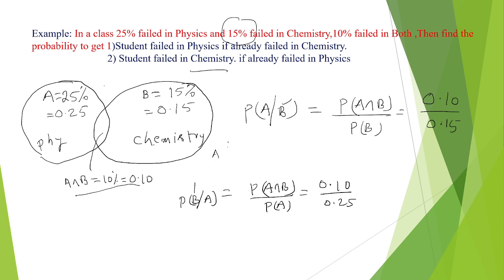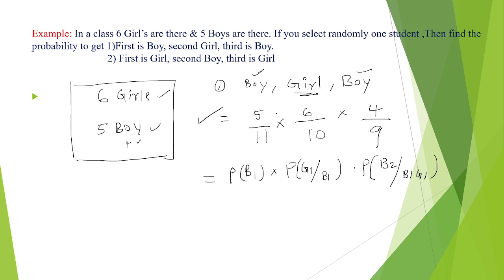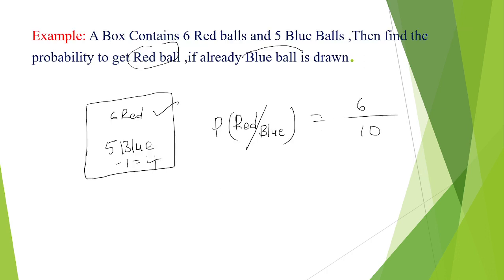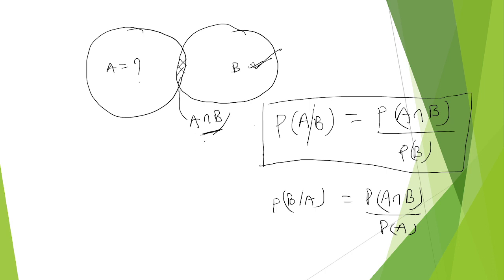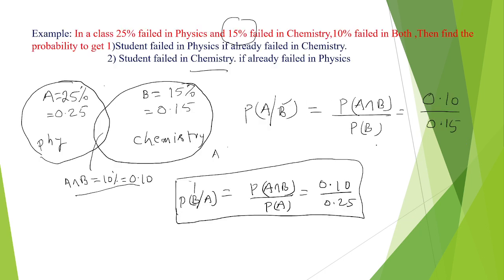So like this, the conditional probabilities we can calculate in different cases. There are three different cases. If a single box is there, we can directly calculate the conditional probability. If we draw one by one from a single box, we can calculate the probability using the multiplication process. If two boxes have a common probability, then we can calculate using A by B equal to the common area divided by the probability of B, which gives our required probability.